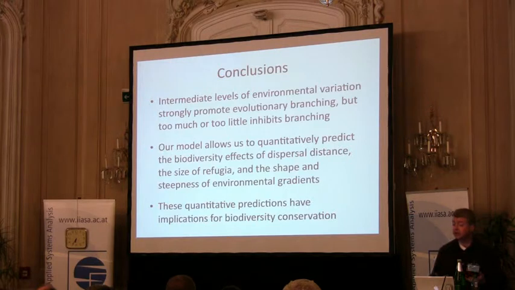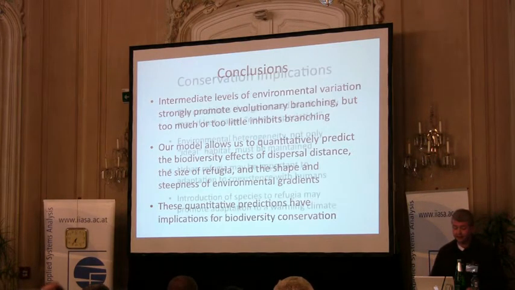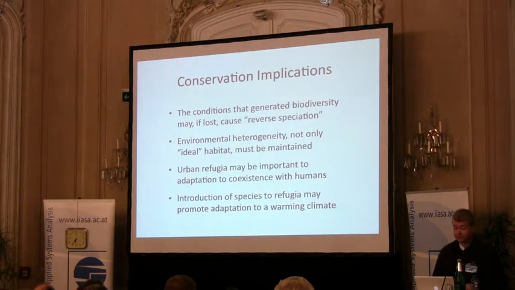Our model allows us to predict the biodiversity effects of dispersal distance, the size of refugia, and the shape and steepness of gradients. And these quantitative predictions have implications for biodiversity conservation, and I'd like to talk very briefly about that, and I think it ties in rather nicely with the previous talk.